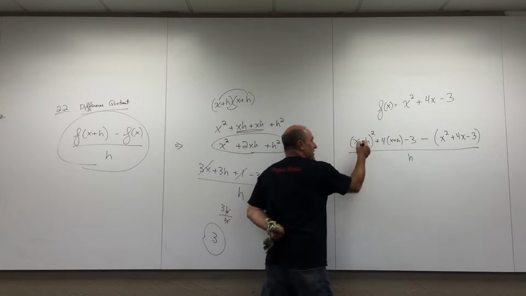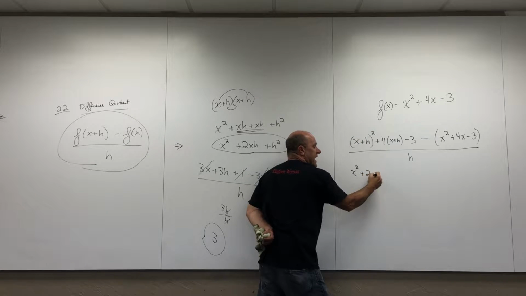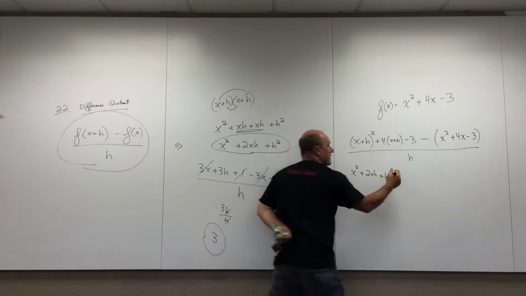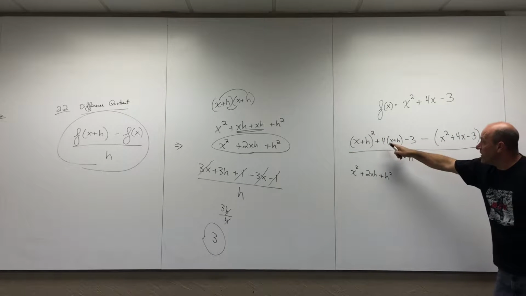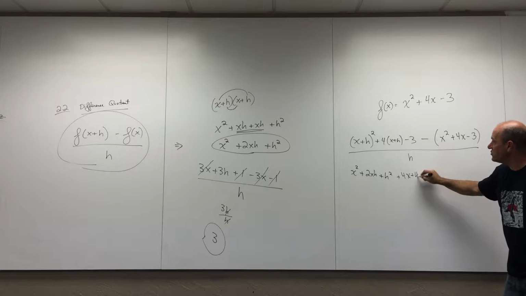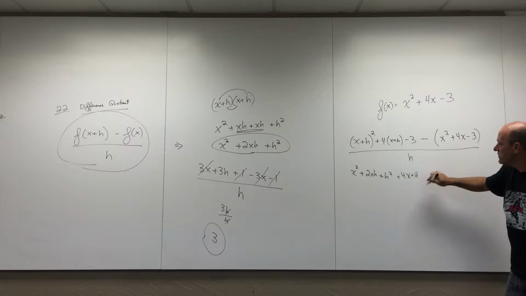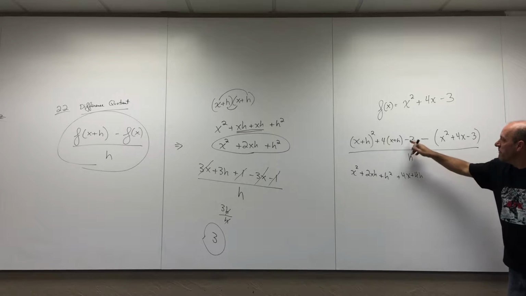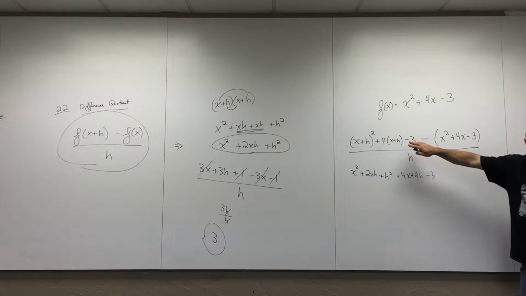Hold on, that's me foiling this out. Let me write all that down. That's x squared, 2xh plus h squared. That's me foiling that out. The rest of this is not too bad. Distribute a 4, 4x plus 4h, minus a 3. All right, I distributed that all out, foiled it out.